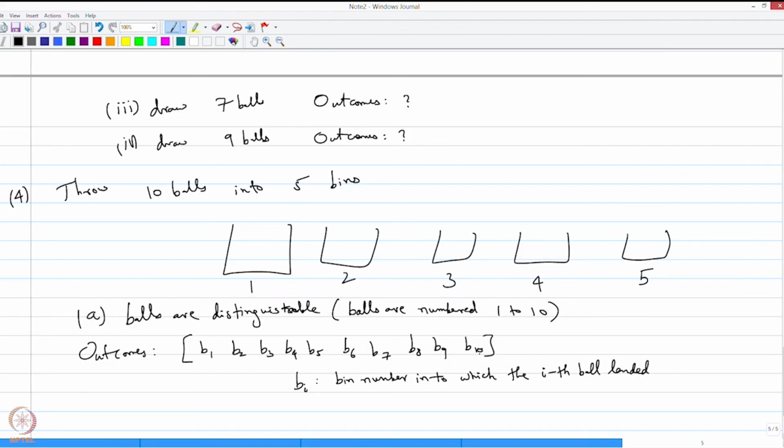So, if you were to look at this question, so there are 10 possible values in this vector. Each BI can be one of 5 possibilities, right? Each ball can go into any one of the 5 things. So, you will have 5 to the power of 10 possible outcomes.